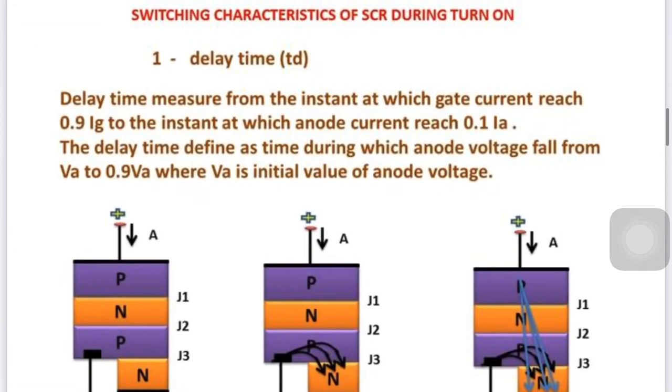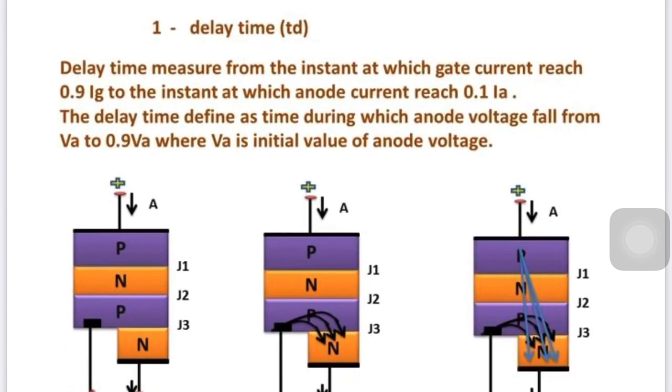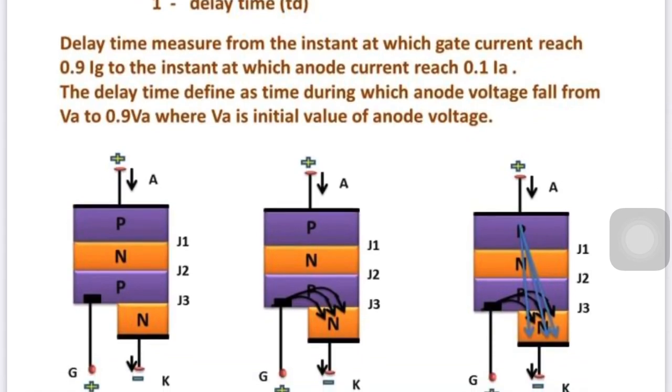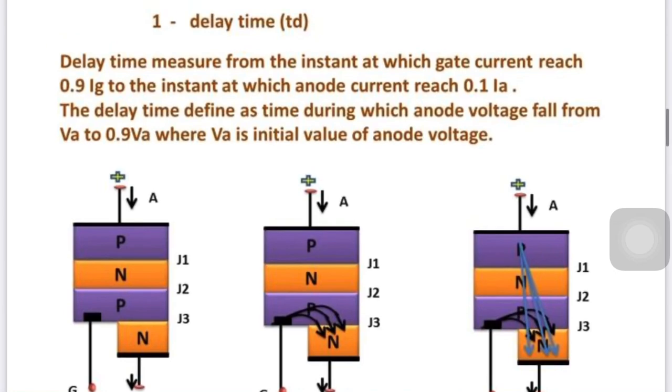Now, to understand the switching characteristics, first we try to understand the delay time, indicated by TD. We are giving the anode to cathode voltage at an initial stage and trying to increase that voltage. The delay time is measured from the instant at which the gate current reaches 0.9 Ig, because 0.7 is the threshold voltage value. At that time there is some leakage current, so we consider 0.9 Ig, to the instant at which the anode current reaches 0.1 Ia. We can see that value on our further slide.